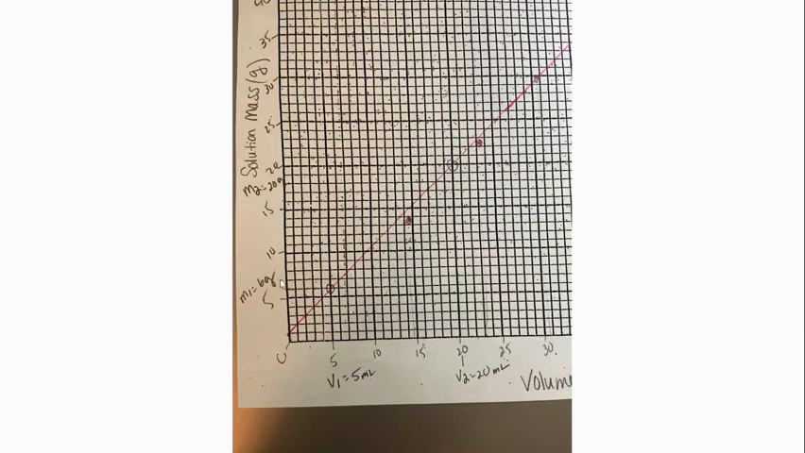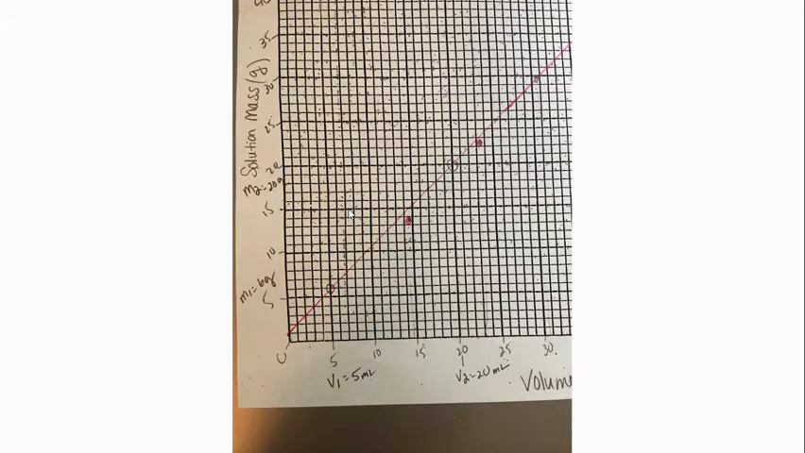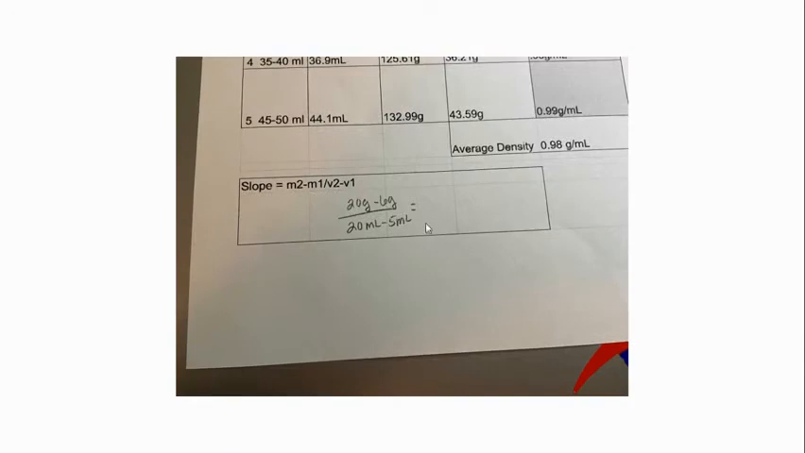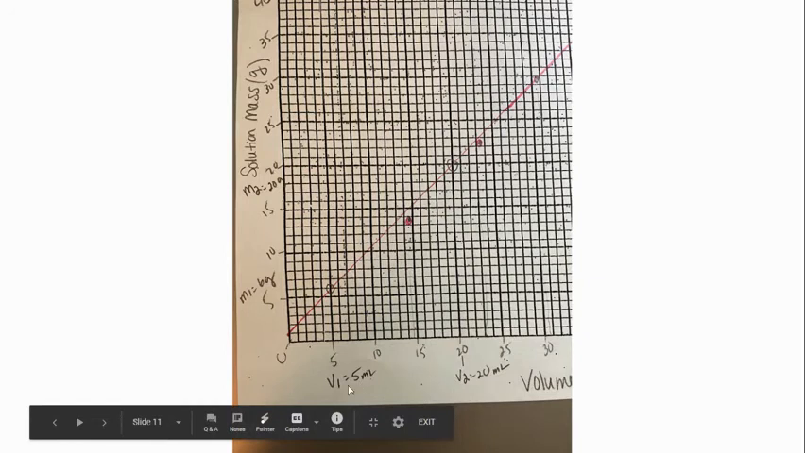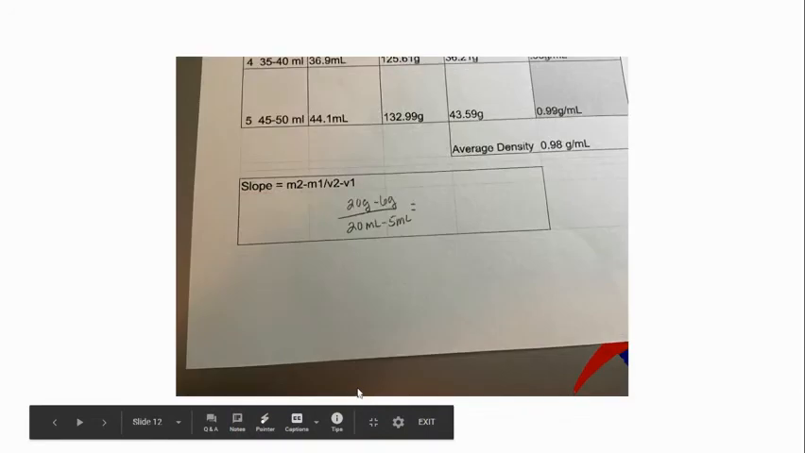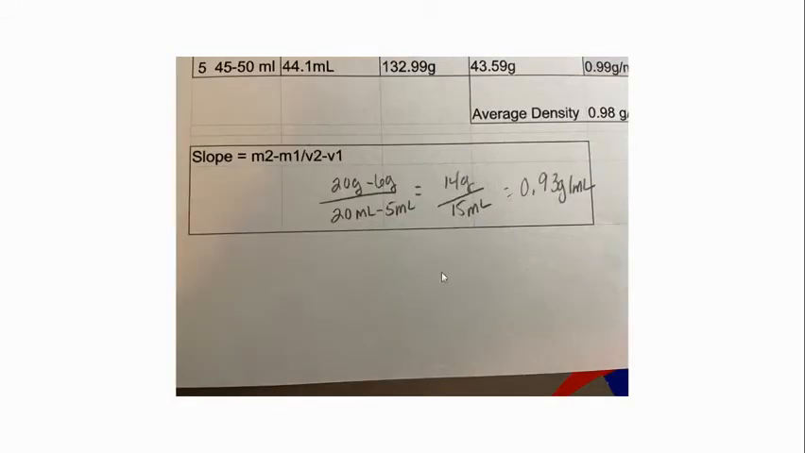So M2 is 20, M1 is 5, M2 minus M1, I think I reversed my numbers. I'm sorry, 6. I said 5, didn't I? 6. 20 minus 6, and then V2 minus V1. V2 is 20, V1 is 5, 20 minus 5. There you go. Solve it out. 14 divided by 15, so 14 grams divided by 15 milliliters.